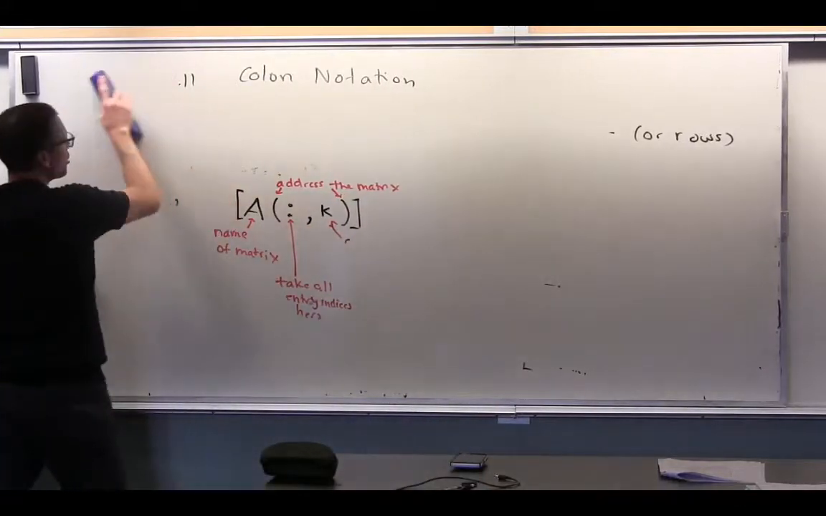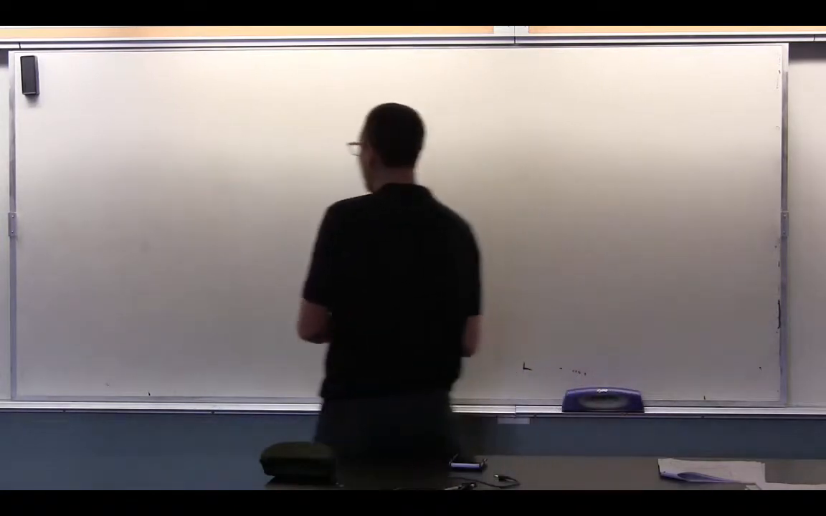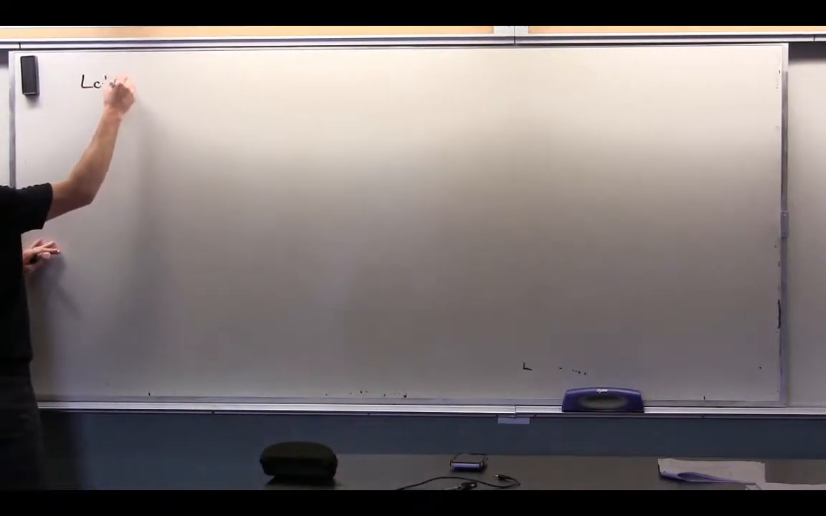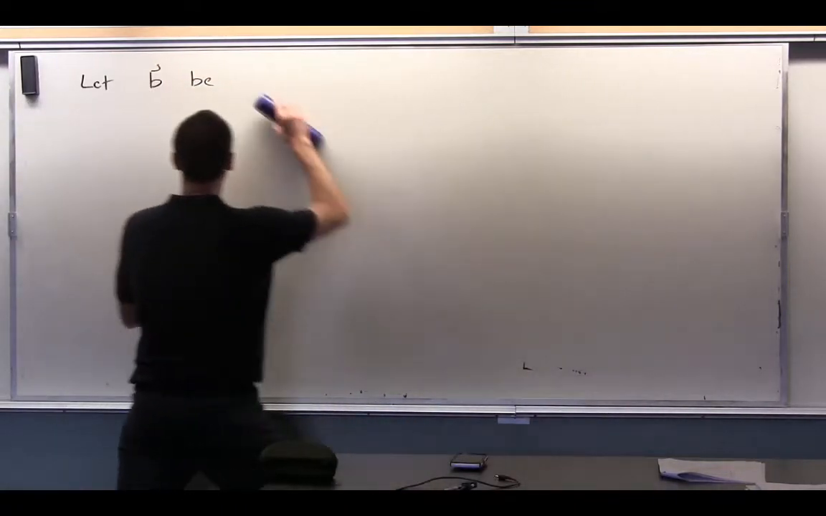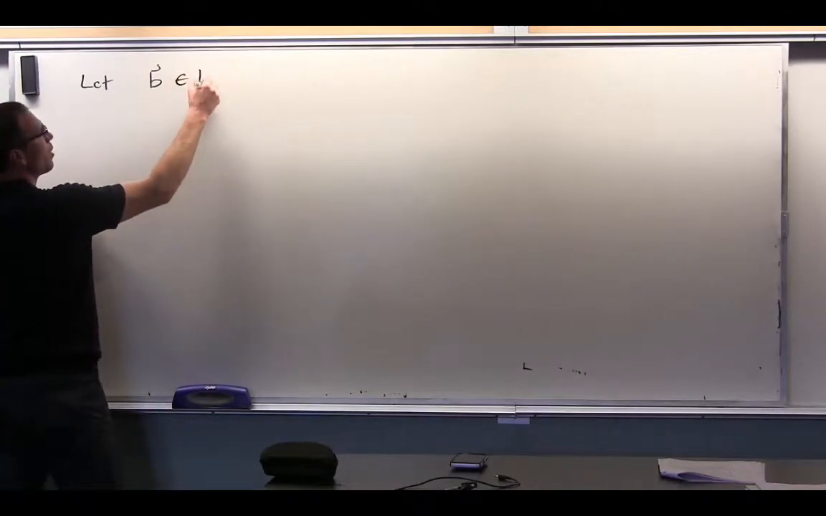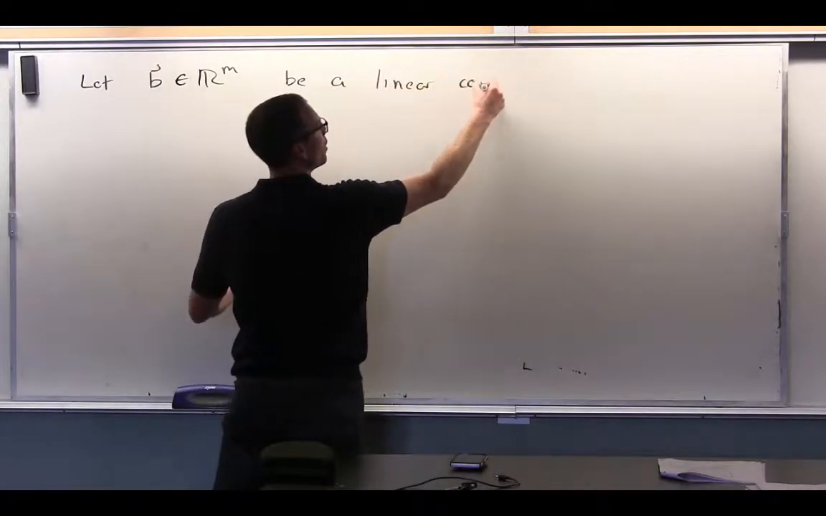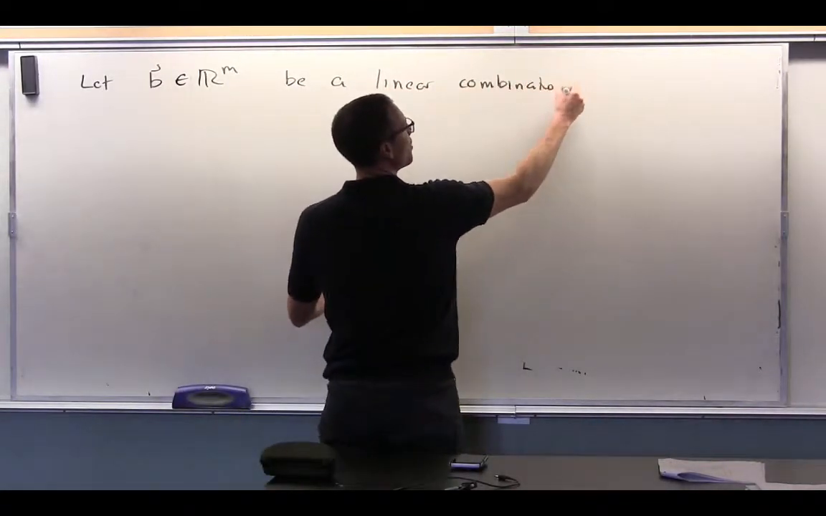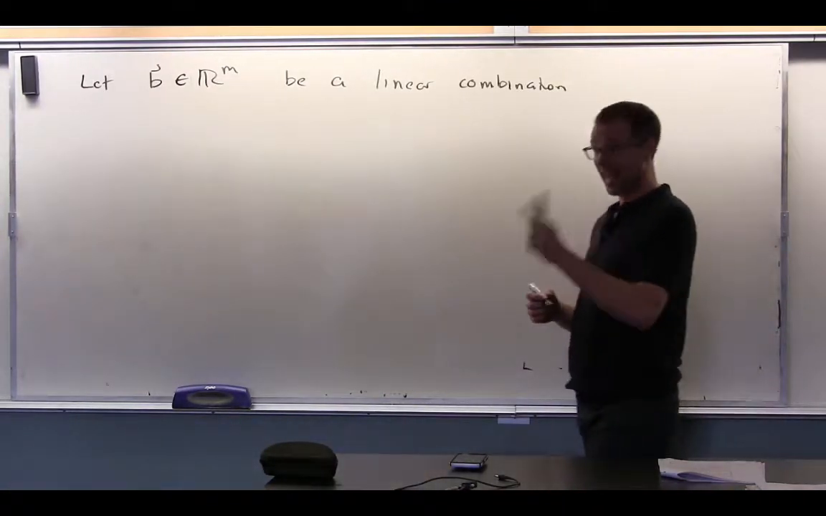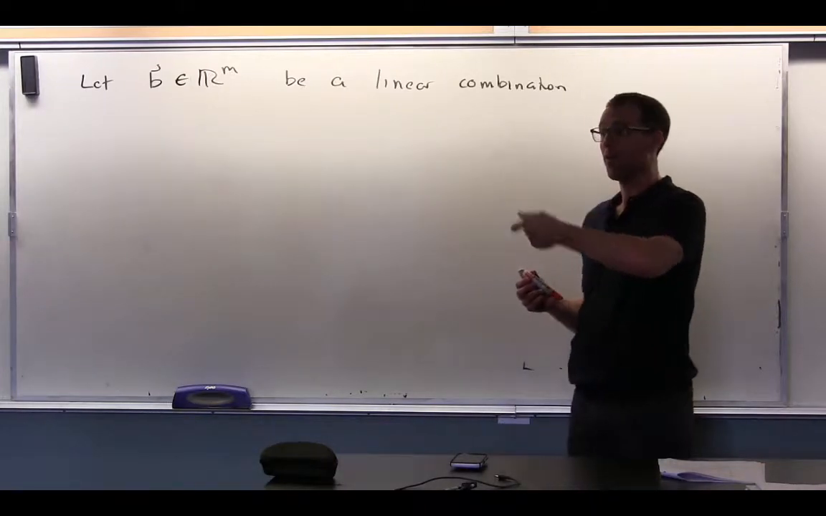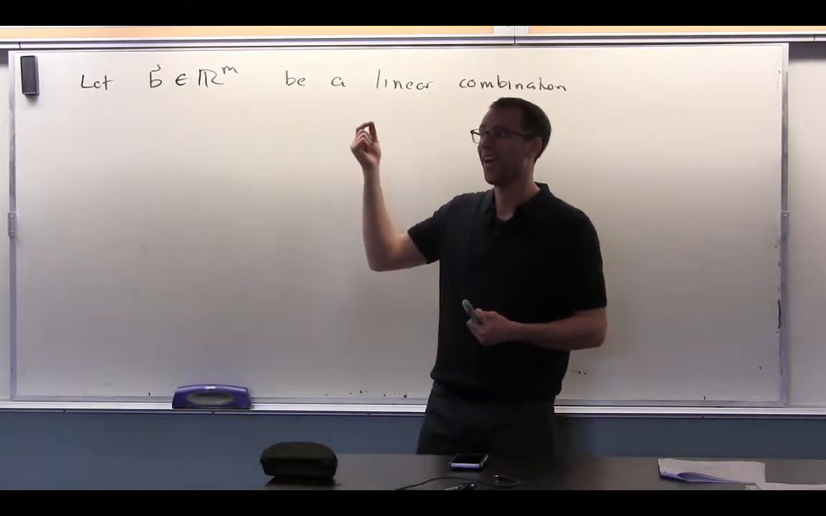The next thing I want to do is talk about when I would recommend that you think about column partitions. The way I want to do this is to say, let the vector B, an element of R^m, be a linear combination. What does it mean to be a linear combination? A set of scalar-vector multiplications and vector-vector additions. The output of a single linear combination is always a vector.